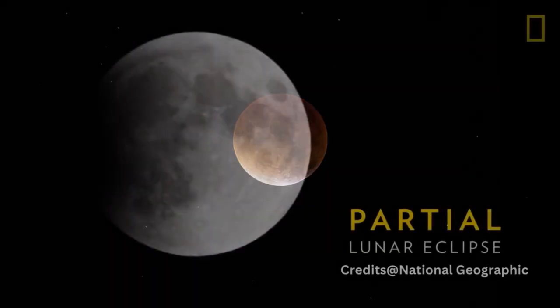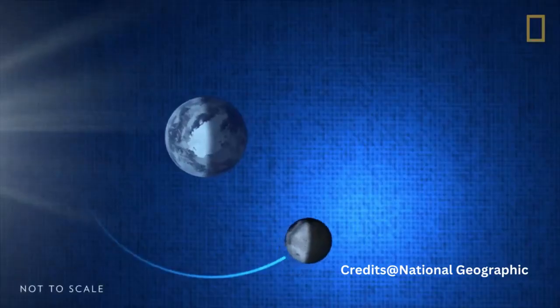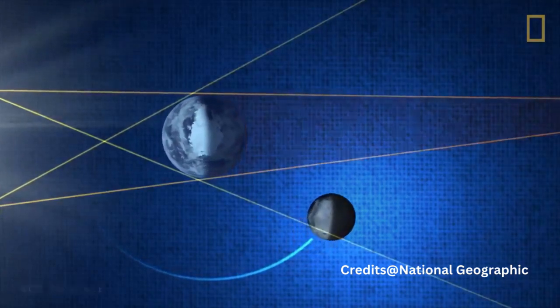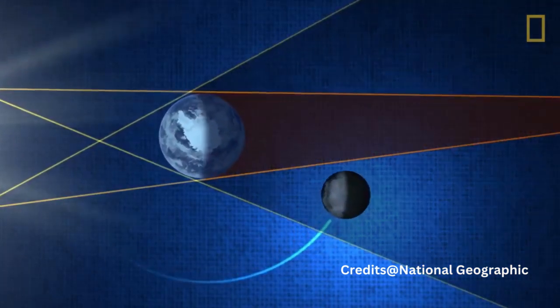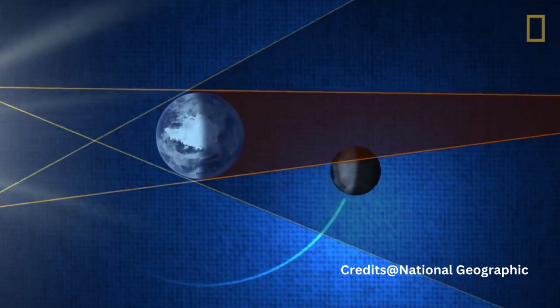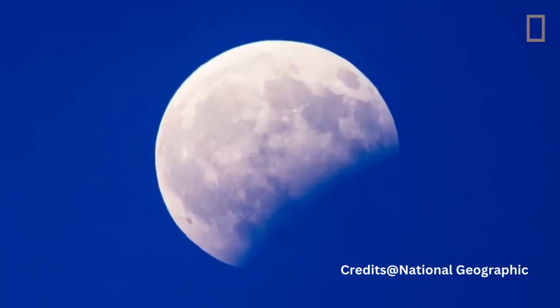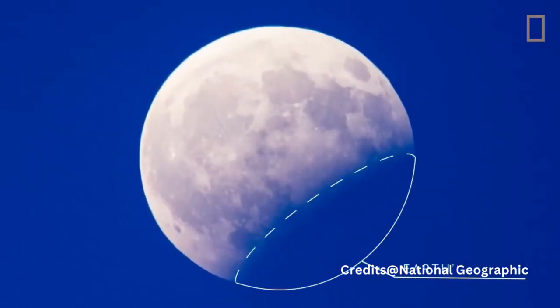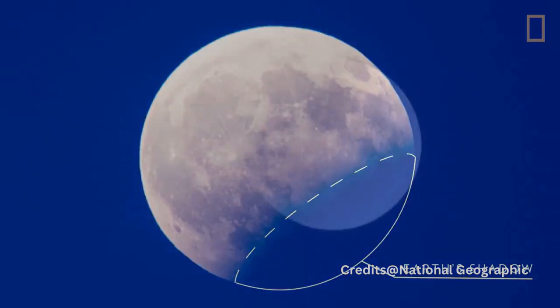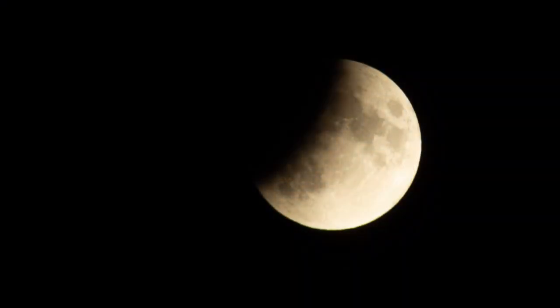A partial lunar eclipse occurs when only part of the moon enters Earth's umbra, leaving some of it in sunlight. This creates a dark bite on one edge of the moon's disk. Partial lunar eclipses are more frequent than total ones and can be seen from anywhere on Earth where the moon is above the horizon at night.